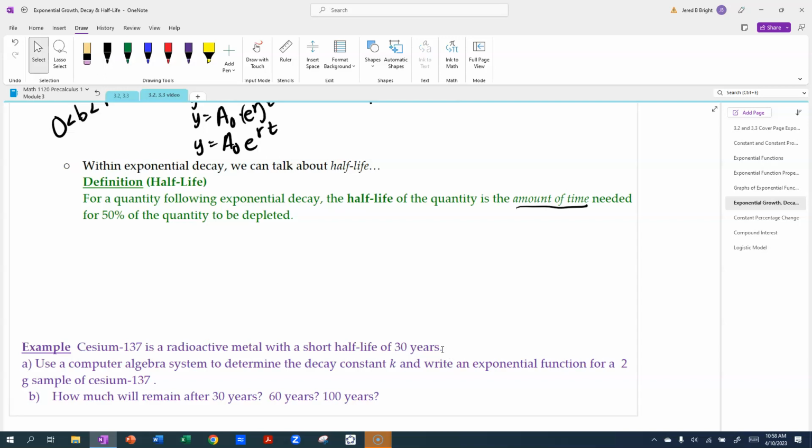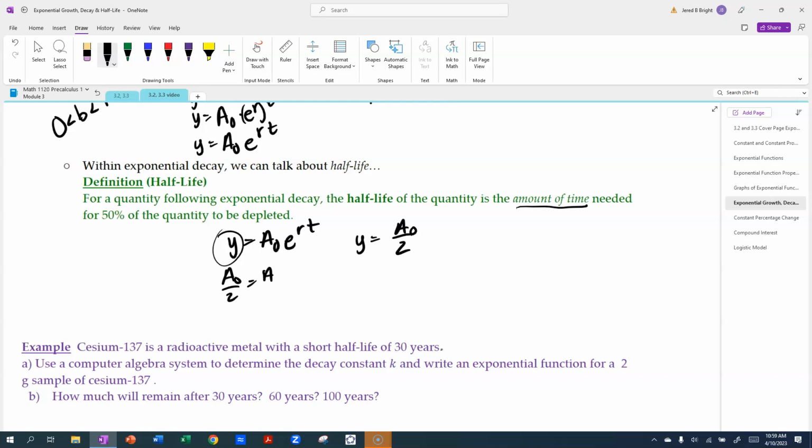If you begin with this base equation, A naught e to the RT, now we're saying that y is equal to half of what we began with. So take A naught divided by 2. A naught divided by 2 is equal to A naught e to the RT. Divide both sides by A naught, and we get 1/2 is equal to e to the RT.